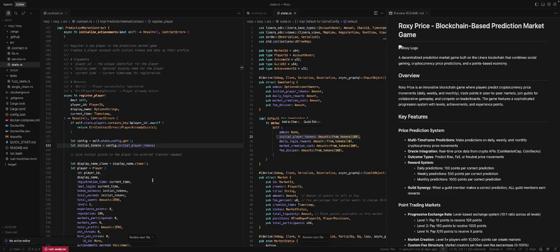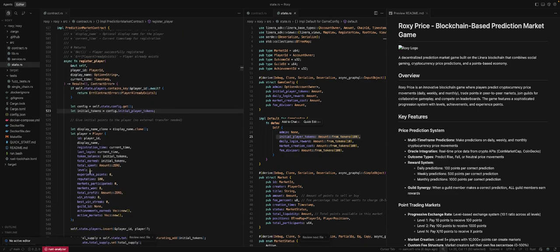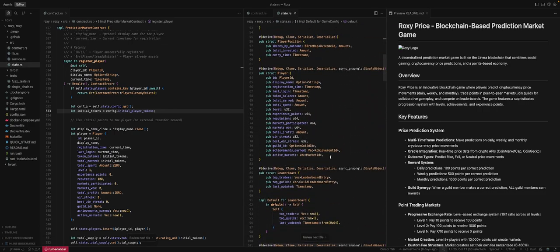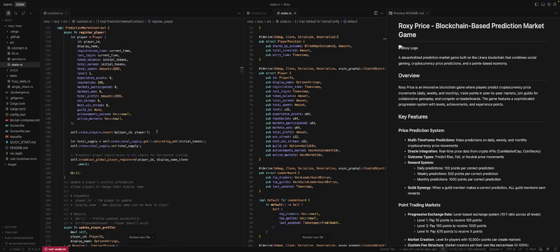So this player is going to have a point of 100 whenever you register, and we update all the player structs and insert them into state. Then you update the total supply, that is the initial token, cutting from the player, and set the total supply. This is where we broadcast it to every micro chain, for every chain ID of every player that is registered in this game. So we broadcast it globally, right? We broadcast the player ID and the display name, so everybody will see that a certain player has registered to the game in Roxy.